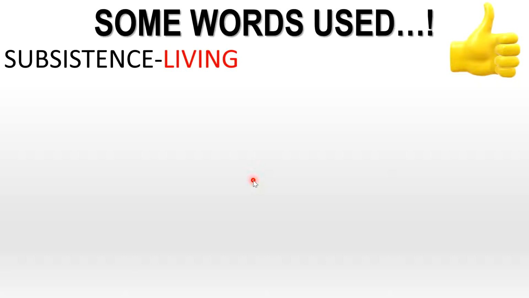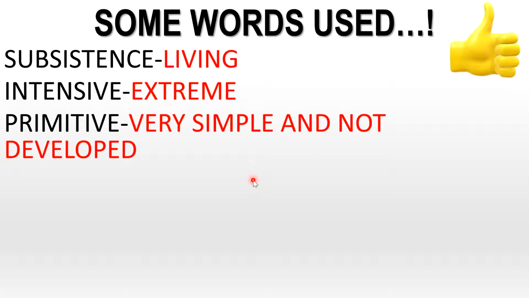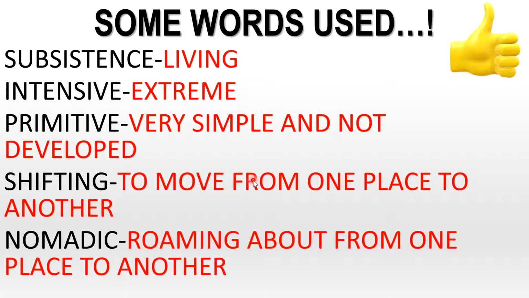Therefore, by the name only we can tell what subsistence farming means. Of course, in subsistence farming, it is done to live, to survive, to meet the needs of oneself. Then intensive. Intensive means extreme, which is intensive subsistence farming. Then primitive, which is very simple and not developed. Shifting is to move from one place to another. And nomadic means to roam about from one place to another.